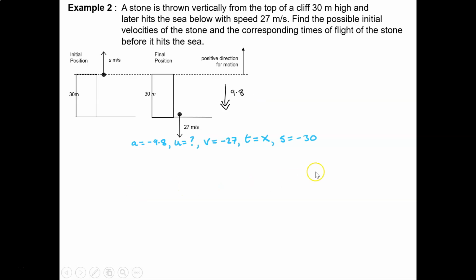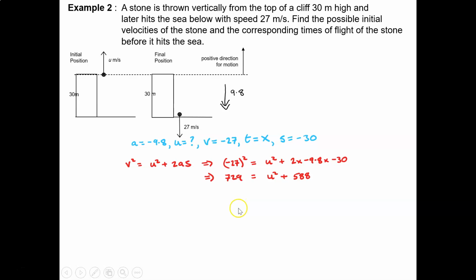So putting those in, we don't want the t. Later we'll want the t. We want the initial velocity, so we want u. That's what we want to find. So we're going to use the equation that doesn't use t, which is v squared is equal to u squared plus 2as. Putting values in, we've got minus 27 all squared is equal to u squared plus 2 times minus 9.8 times minus 30.